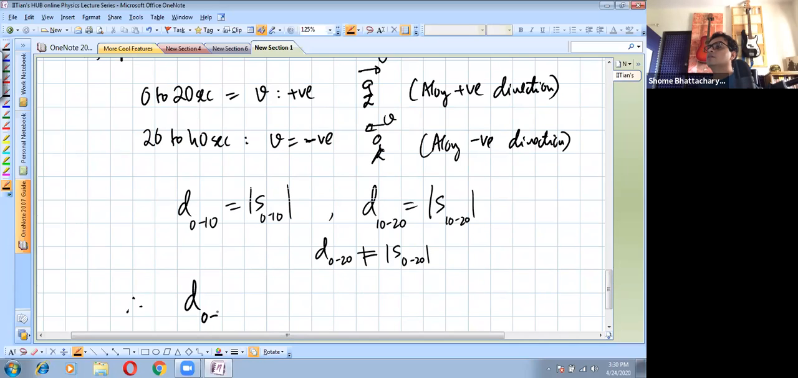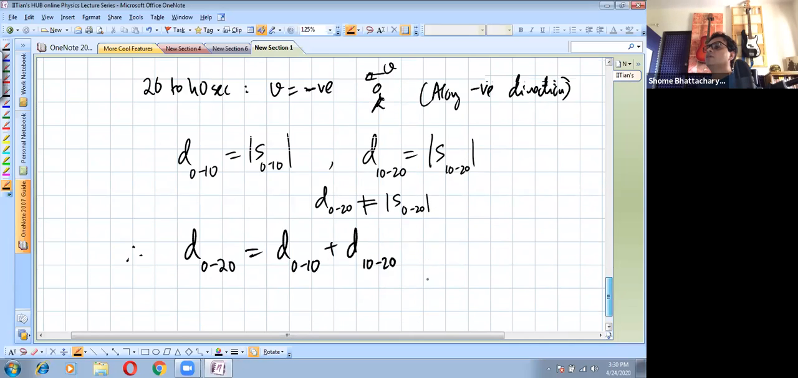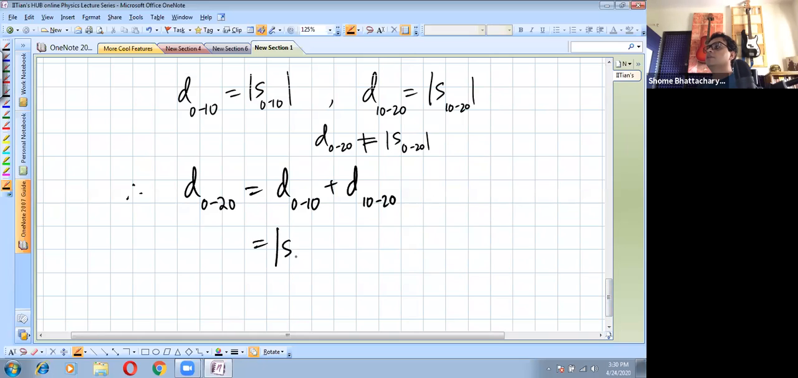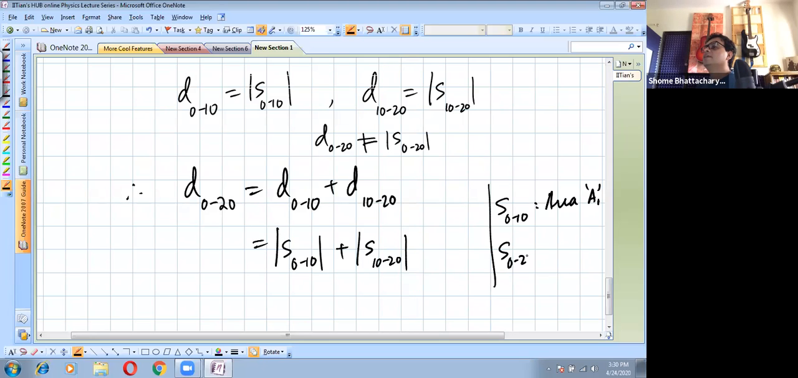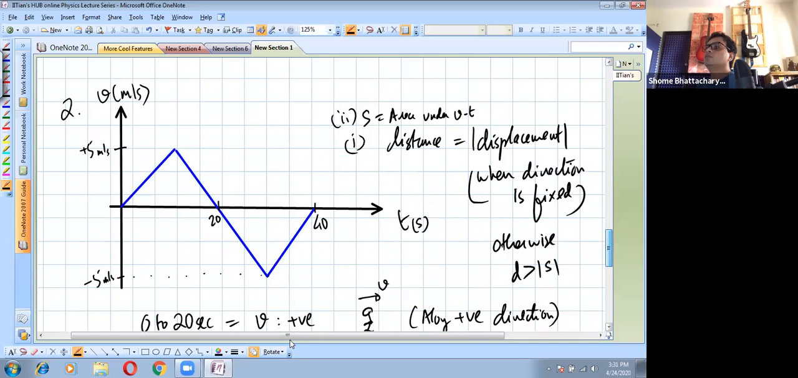We have to break it up as the distance traveled separately from 0 to 10 plus the distance traveled separately from 10 to 20. And then we can calculate this as the magnitude of displacement from 0 to 10, and then separately this as the magnitude of displacement from 10 to 20. So displacement from 0 to 10 is the area, let's say E1, and displacement from 10 to 20 similarly is, let us say, the area E2. So going back to my graph, what are the areas A1 and A2?